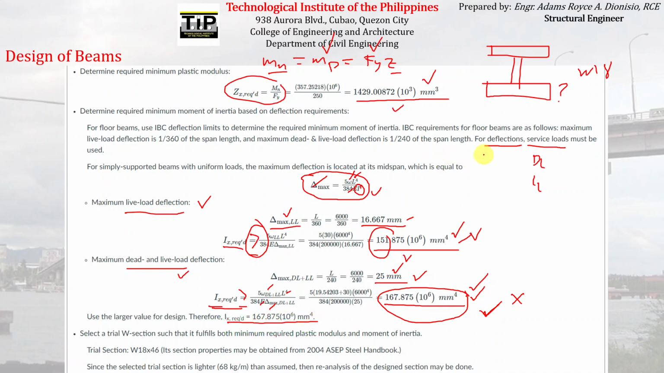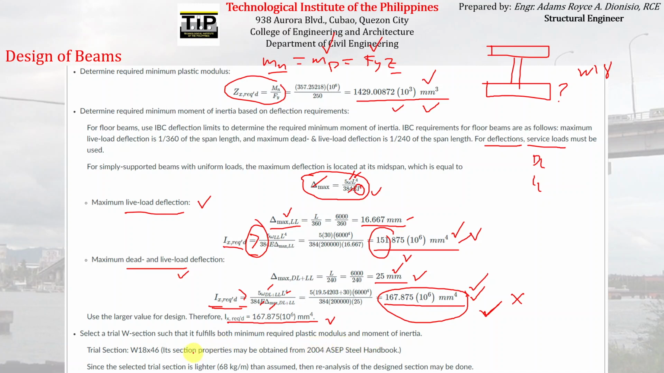So we now have two bases for choosing a steel section: the plastic modulus as well as the moment of inertia. Using those bases, we can select a trial W section such that it fulfills both the minimum required plastic modulus as well as the moment of inertia. The trial section that we have chosen is the W18 by 46. You can obtain its section properties from the 2004 ASEP Steel Handbook.